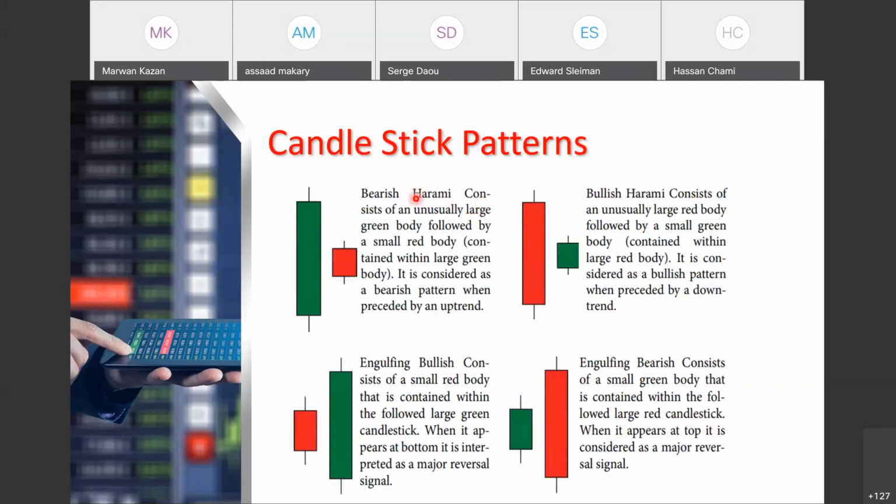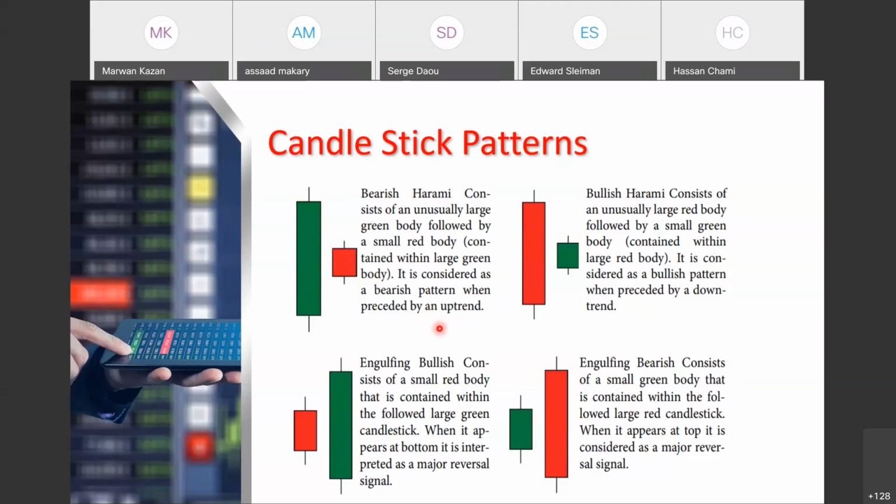The first candlestick pattern is the bearish harami, which is simply this one: a big green candle, then inside the body a small red candle. So when you see this, what does it tell us? This tells us that in the near future the price will go down. The question is, why does it go down when we see this?